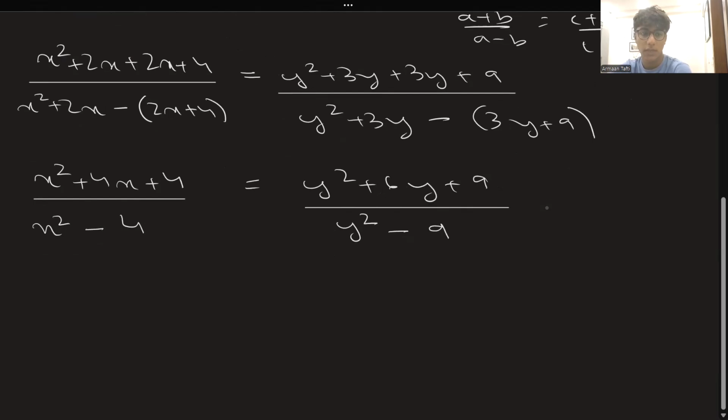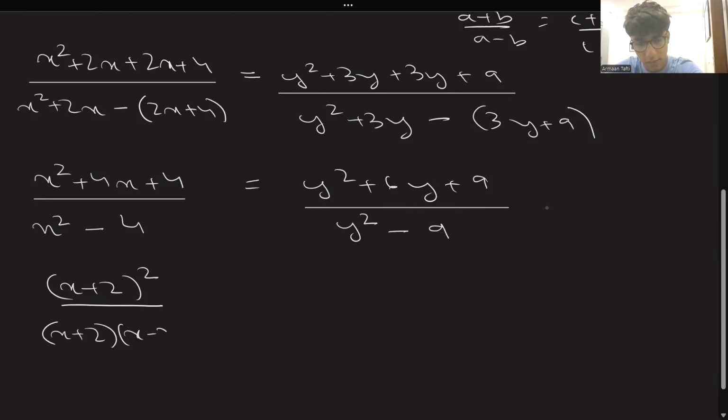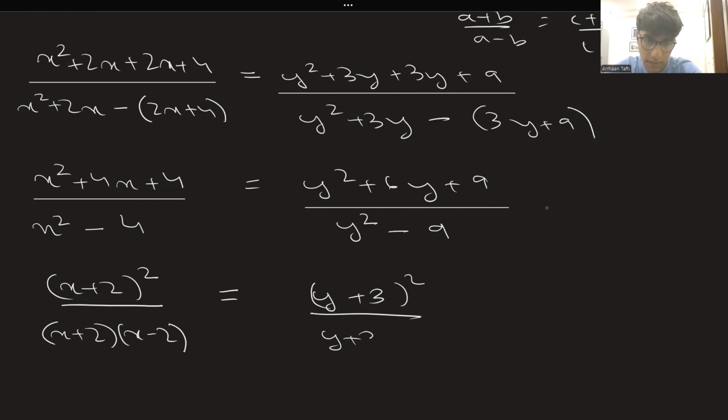Now, I'm pretty sure you already see something that clicks. X squared plus 4x plus 4 is x plus 2 whole square. Y squared plus 6y plus 9 is y plus 3 whole square. So let's express it like that. X squared minus 4 is a plus b times a minus b, immediately x plus 2 times x minus 2. This is equal to y plus 3 whole square by y plus 3 times y minus 3.